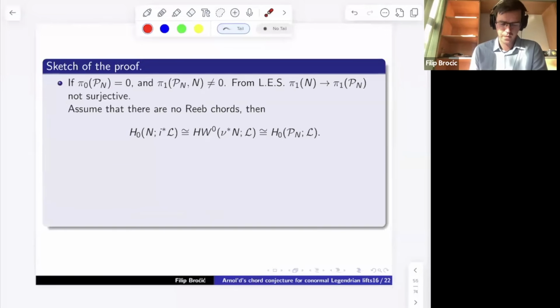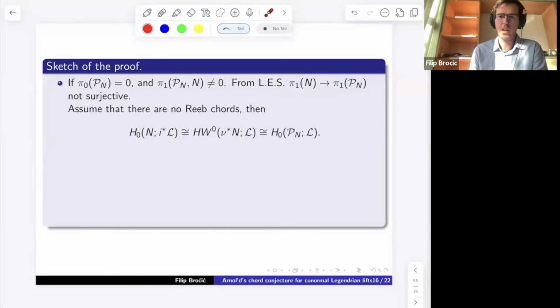Then, if our space of paths is connected, but the relative π1 of the space of paths and N is not 0, then from the long exact sequence, we can see that this means that the map induced by inclusion on π1 is not surjective.